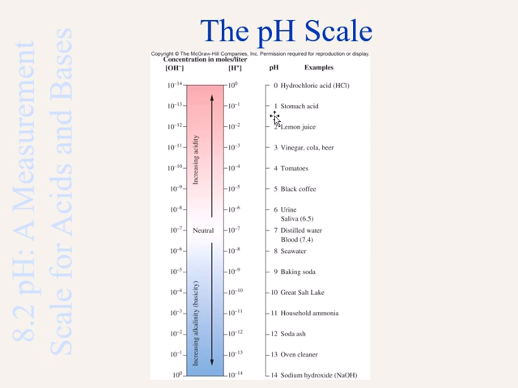And notice this, compare this with hydrochloric acid. Pure hydrochloric acid has a very, very low pH. On the other hand, on the other side, seawater is fairly slightly basic. Baking soda, if you know, is basic. The Great Salt Lake is basic. Ammonia is basic, as we know. Soda ash, oven cleaners, and finally sodium hydroxide, they are very basic.